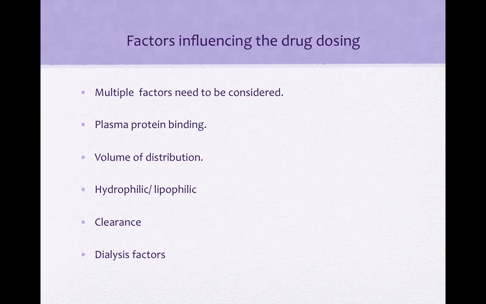Higher the volume of distribution, longer is the elimination t-half, because most of the drug gets settled down in the tissues. So your loading dose, as I said, will depend on the volume of distribution at a steady state, whereas your maintenance dose will be calculated based on your renal clearance.